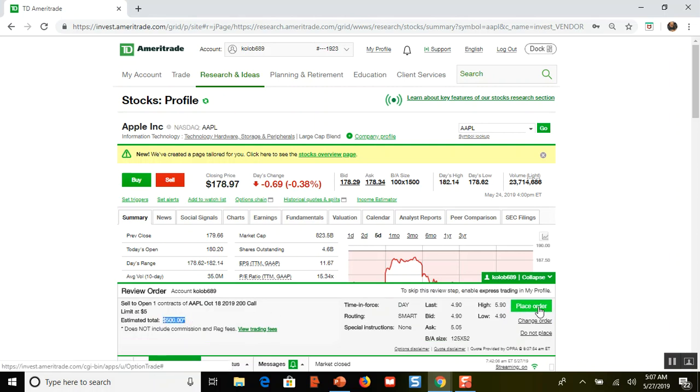If the order fills, you click place order. If the order fills, you'd be the proud owner of one short call option. And then you move on to step number 3.